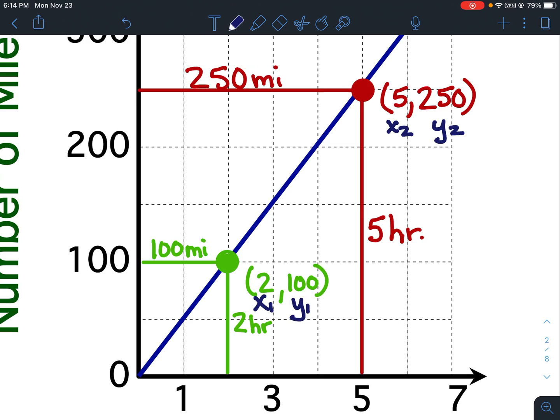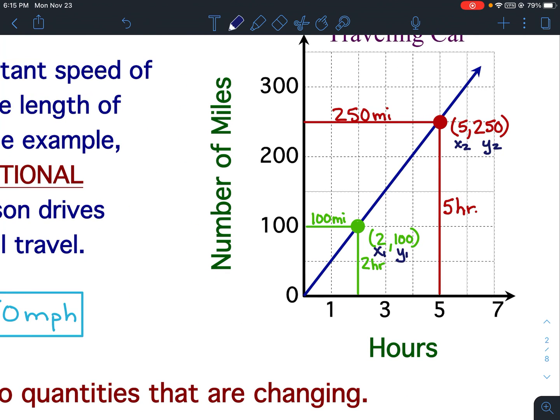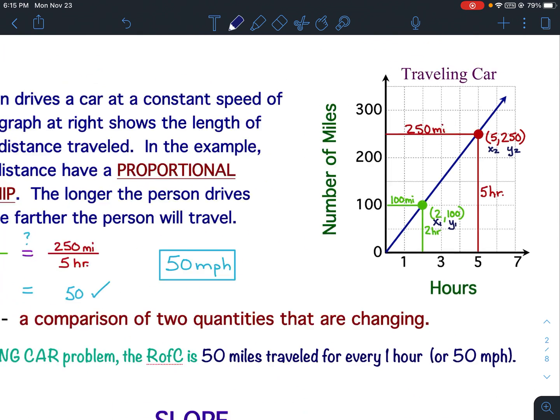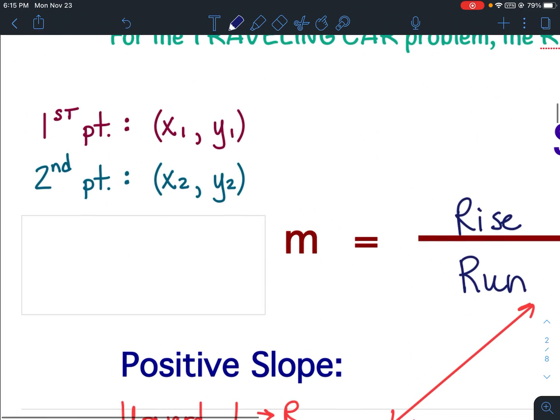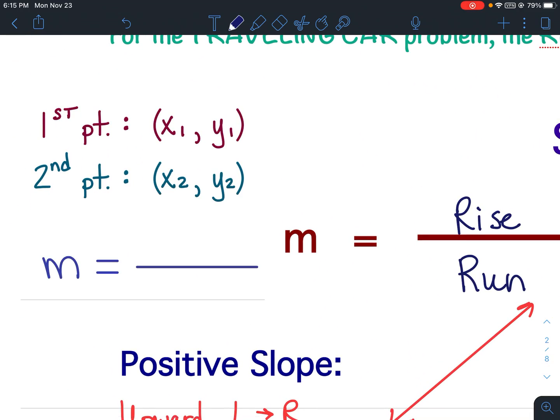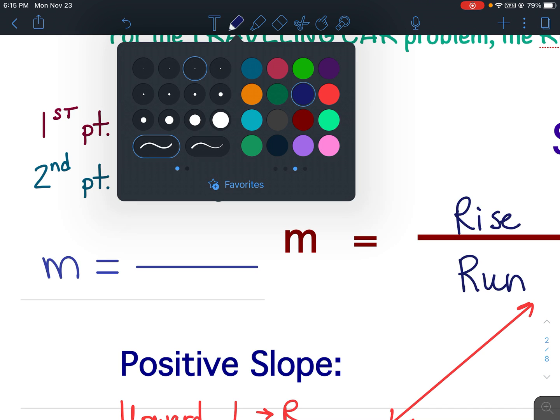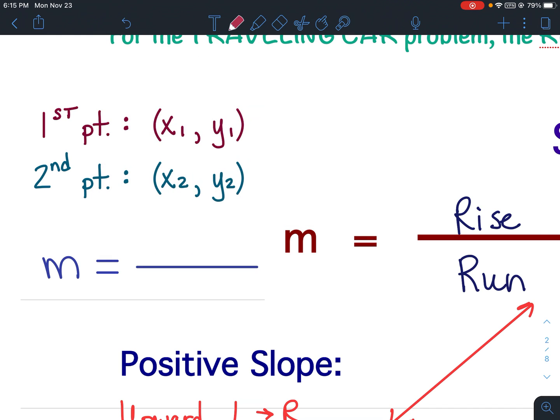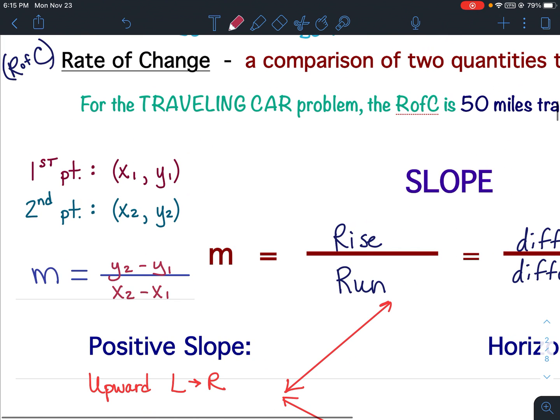All right, so if you got 2 points, x1, y1, x2, y2, and you want to find the slope. Well, slope is y2 minus y1 over x2 minus x1. And again, we've said from the beginning, it's the difference in y-coordinates over the difference in x-coordinates.